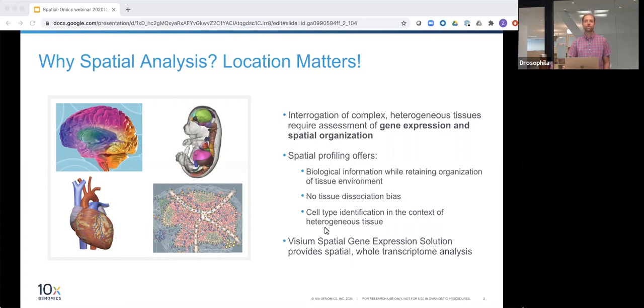And so the Visium spatial gene expression solution provides spatial whole transcriptome analysis that allows us to look at gene expression and maintain that spatial organization that's so important.